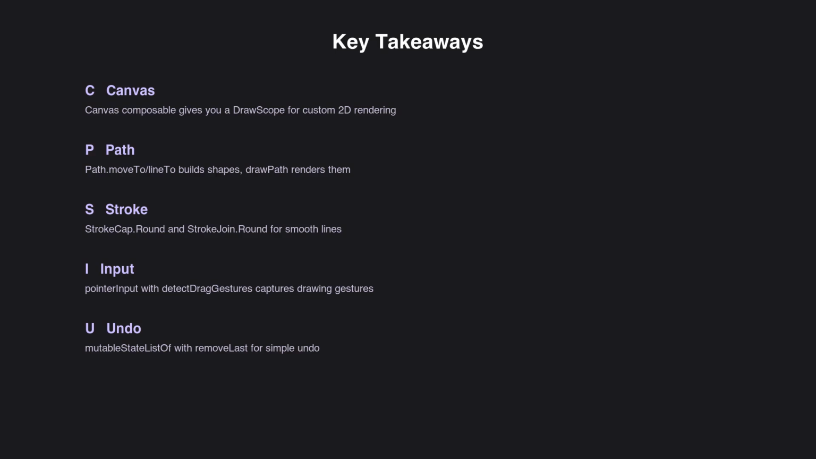Undo. mutableStateListOf with removeLast provides simple undo functionality.